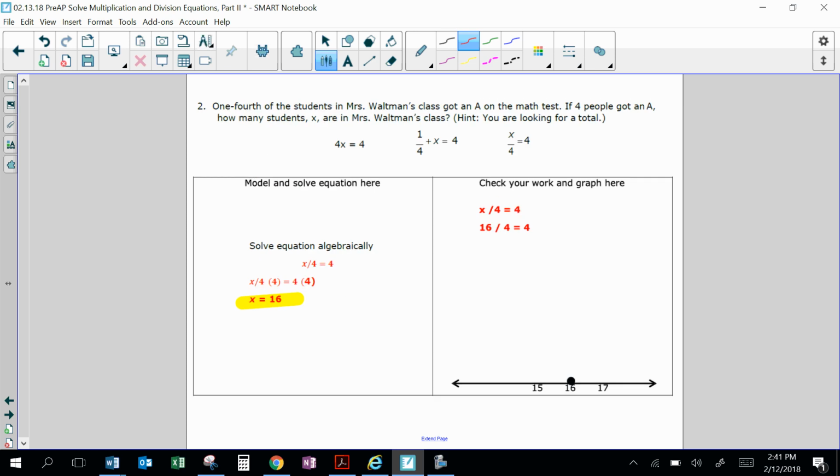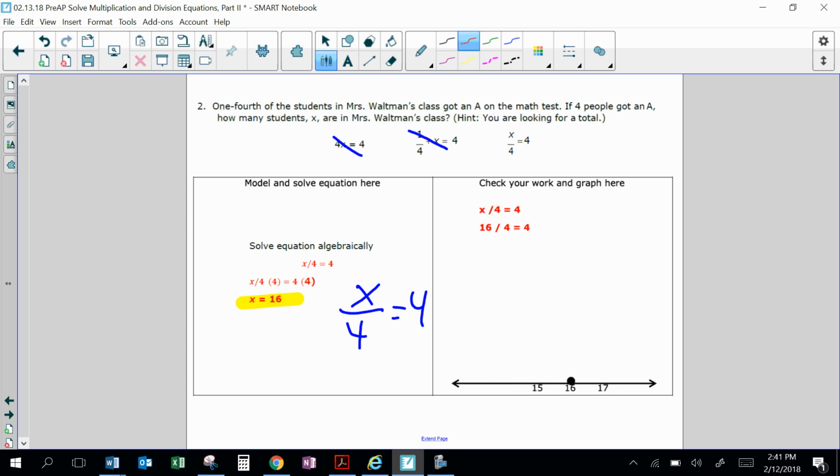Number 2, 1/4 of the students in Miss Watman's class got an A on the test. So you're finding a fourth of something. It can't be 4 times, and it isn't adding. A fourth of something is like dividing. So this is the equation: x divided by 4, a fourth of x, equals 4.